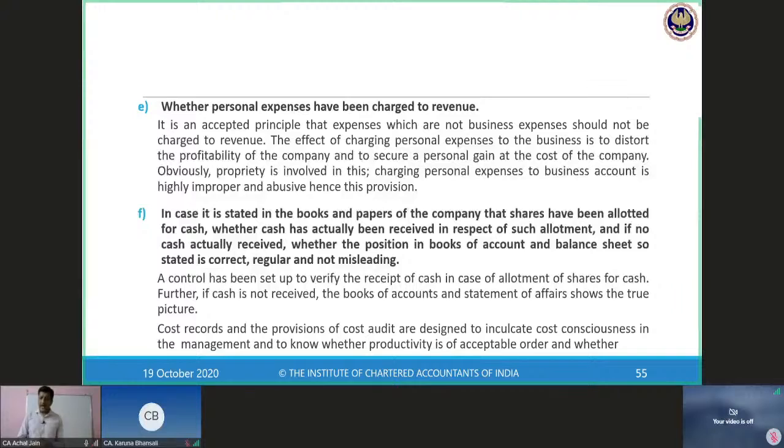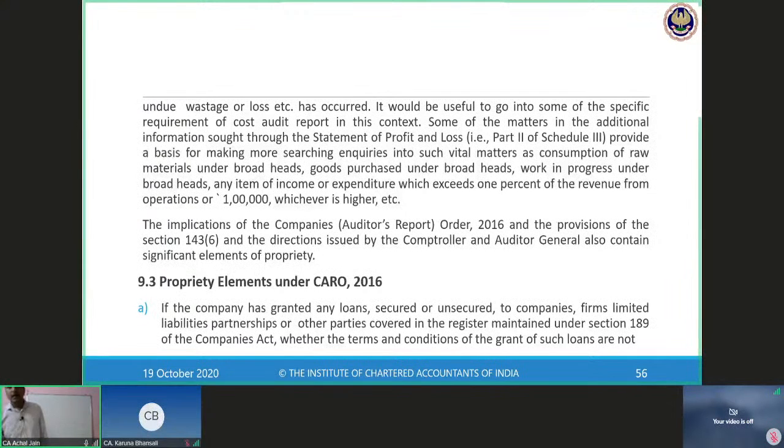Cost records and the provisions of cost audit are designed to inculcate cost consciousness in the management and to know whether productivity is of acceptable order and whether undue wastage or loss has been incurred. So this is something which is required to be assessed. It would be useful to go into some of the specific requirements of the cost audit report in this context.